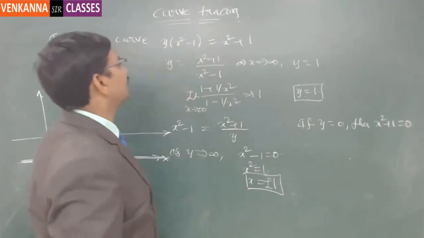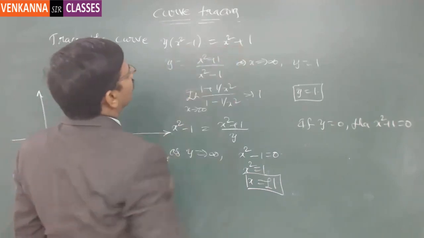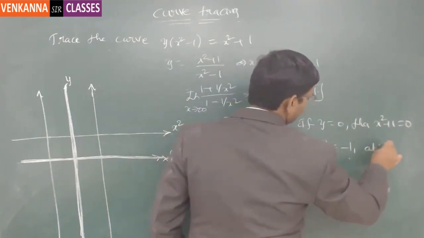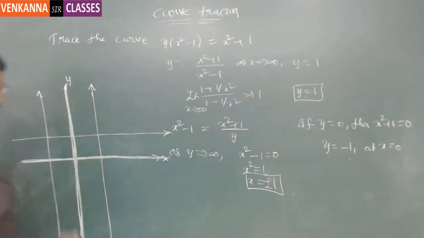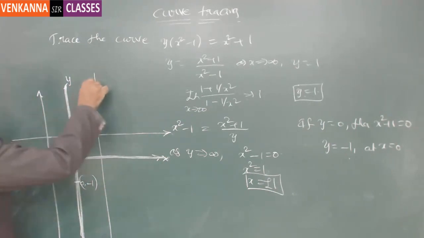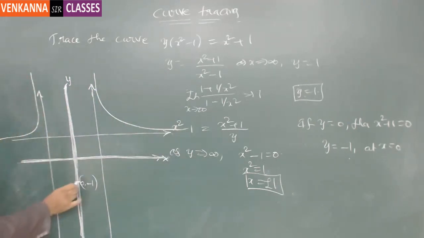And then I'll take the other way. Suppose x is equal to 0, then this will be minus y is equal to 1. So y is equal to minus 1 at x is equal to 0. So 0 comma minus 1 is this point. Then the curve is bounded between these lines. So that means it will be like this. Like this. Got it?